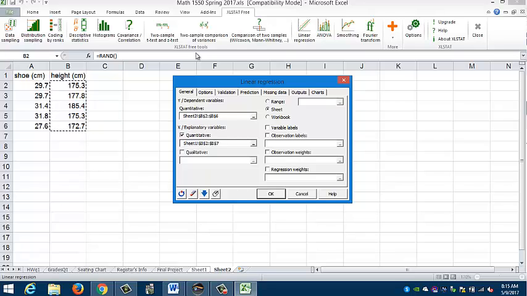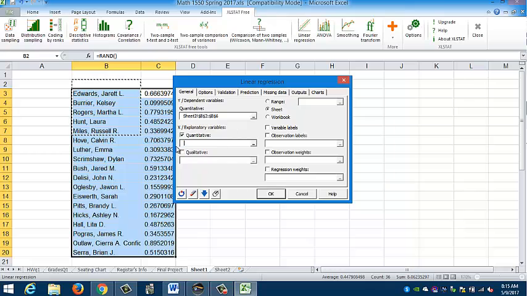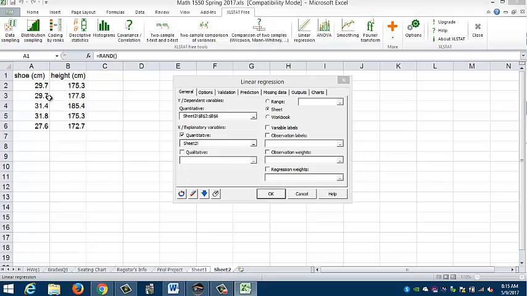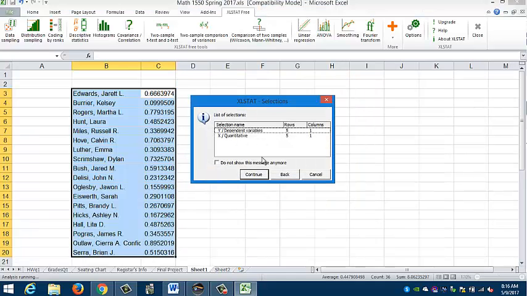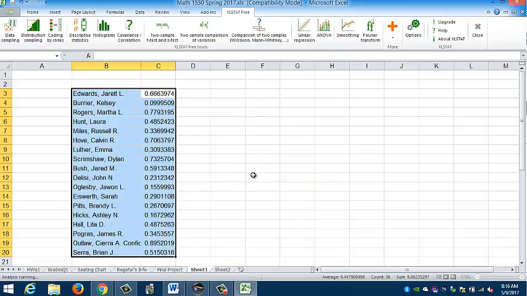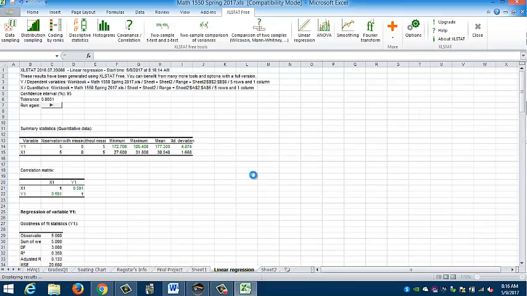So that's where we get the Y coordinates. And now for the X coordinates, I want to use shoe size. I don't know what this says, so I'm going to delete that. I want to make sure the X coordinates are these shoe sizes. There they are. And I guess that's all I need, and I'm going to press OK. It's going to ask me, do you have 5 rows and 1 column? Yeah, that's what I have. Continue. And it's going to generate a new sheet.